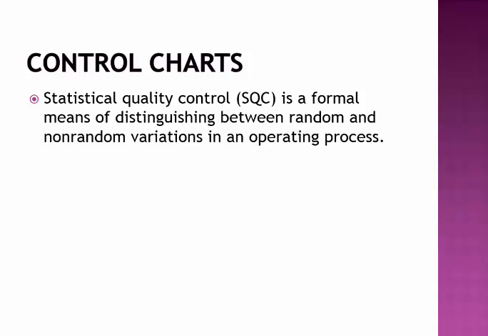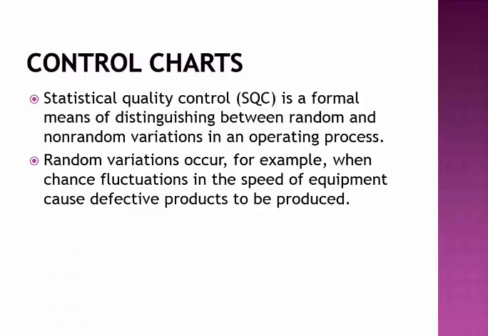Alright, so what we're looking for is, do we see a pattern, and is this pattern not what we are looking for? Is our process in control? Are we meeting our specifications and our standards that we have determined that we want to operate within? So random variations occur, for example, whenever chance fluctuations in the speed of equipment cause a defective product to be produced.